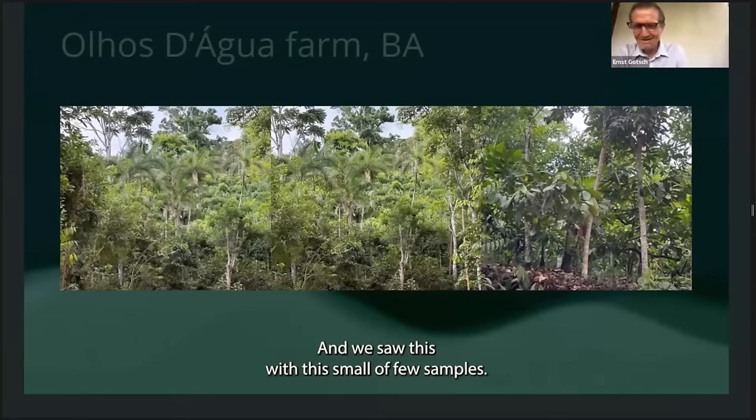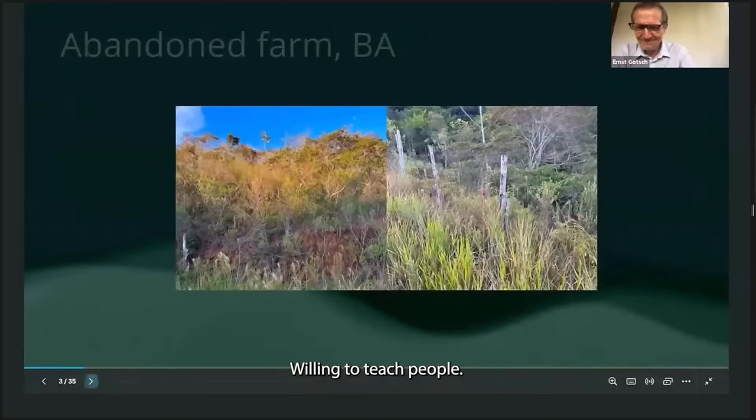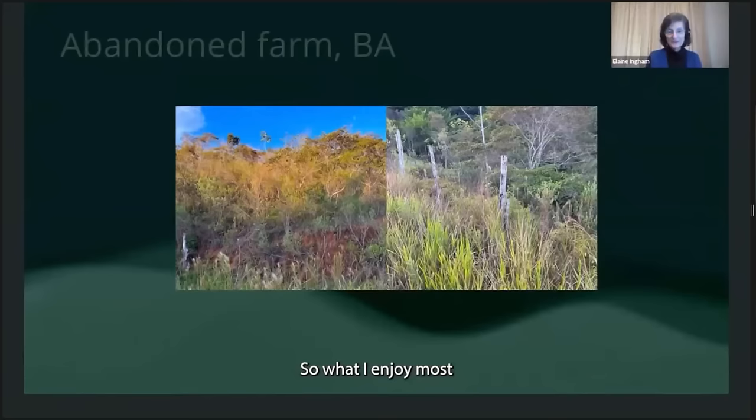And we saw this with the few samples Philip took of our soil. Thank you, Elaine, to teach people. What I enjoy most is seeing the light come on in their eyes, and they've finally understood why the toxic chemical approach doesn't work. Biology does work.